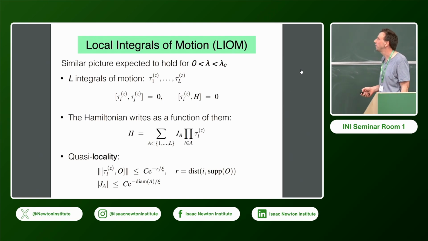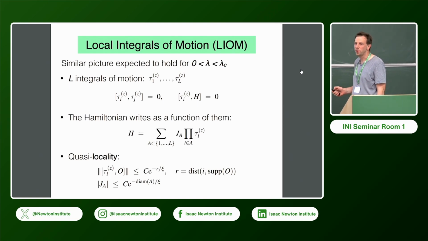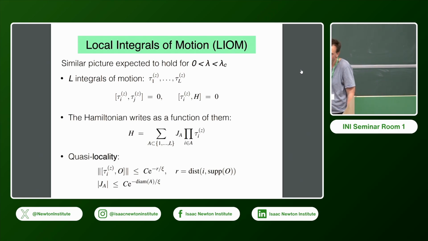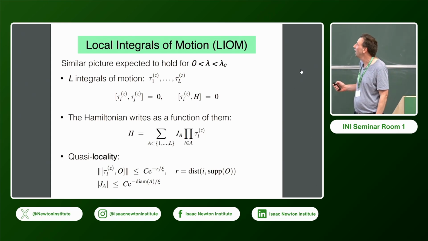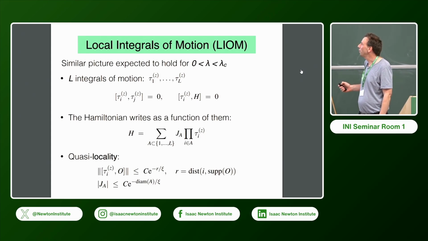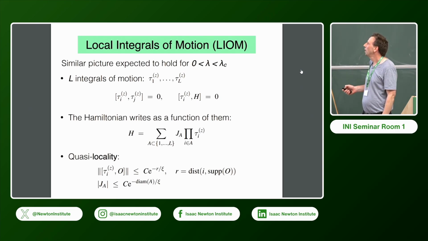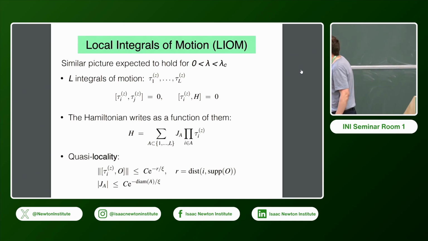So here is the statement that, at least, is not a theorem so far. We are working on this, but it's not a theorem so far, that if you take sufficiently small lambda, you find a full set of integrals of motion that you might think of as not too far from the z operators, but they are not the z operators. They commute among themselves, they commute with the Hamiltonian. The Hamiltonian is written in terms of them, although it's a more complicated expression than what we had previously. And, which is the most important thing, they are a bit like local.